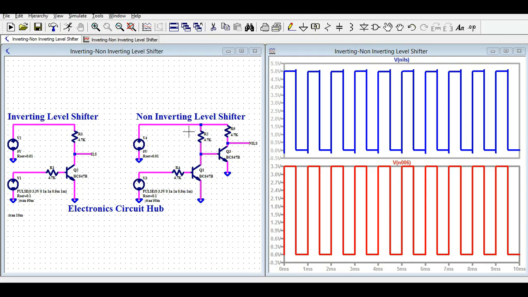In the last video, I made the common gate level shifter and the common base level shifter, and I showed you the difference between them. If you haven't watched that video, please go and watch it. Maybe in some application you might need a common base or common gate level shifter for your design.